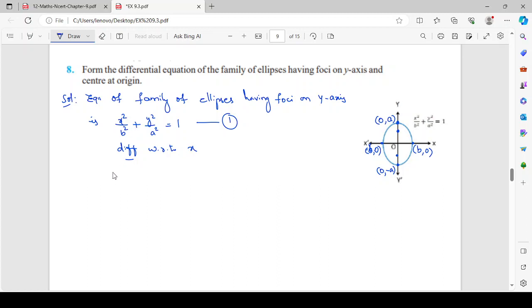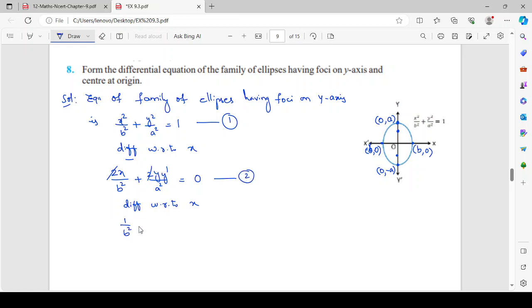So x square differentiation is 2x by b square plus y square differentiation is 2y into y dash by a square equal to 0. One constant differentiation is 0. So 2 is a common factor, we can cancel that out. So this is my first differentiation. Let us consider this as equation 2. Again differentiate one more time with respect to x.